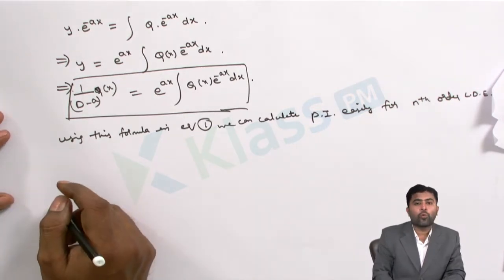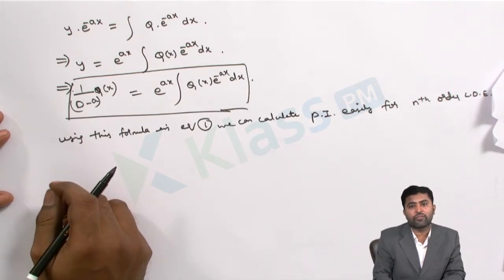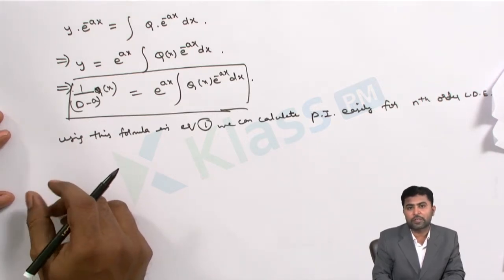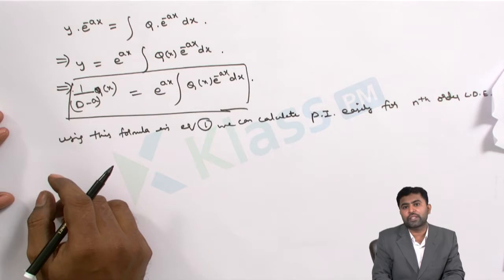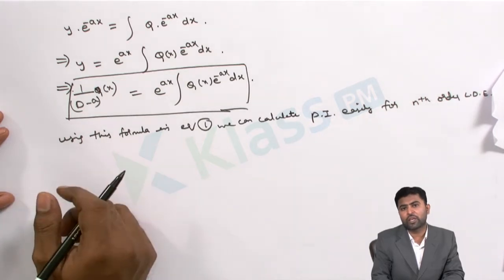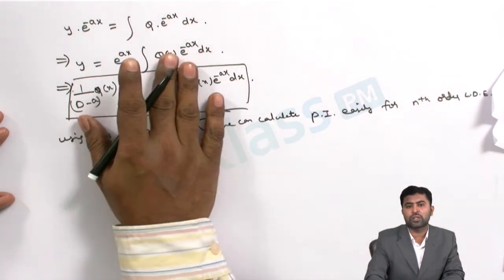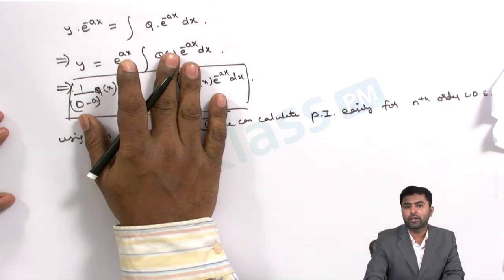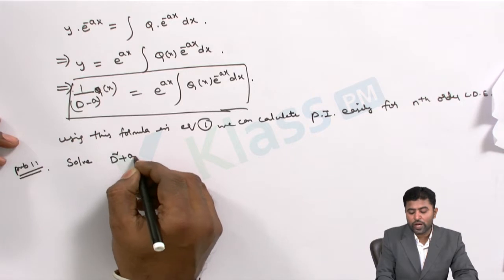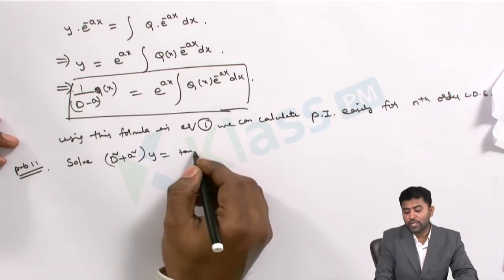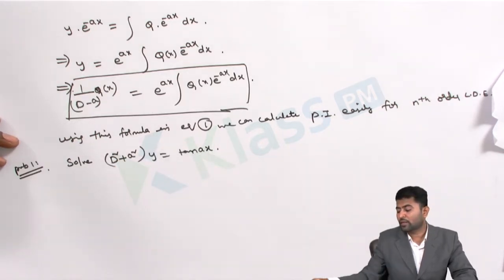Now we'll see one problem based on this, then we'll move on to the special cases, that is exponential, trigonometric sin ax cos ax and polynomials, and the fourth case is e power ax into v of x, and the fifth case is x into v of x. Leaving all these cases, if you are given q of x, you have to use the general rule for calculating the particular integrals. Problem 1. Solve d square plus a square into y is equal to tan ax.